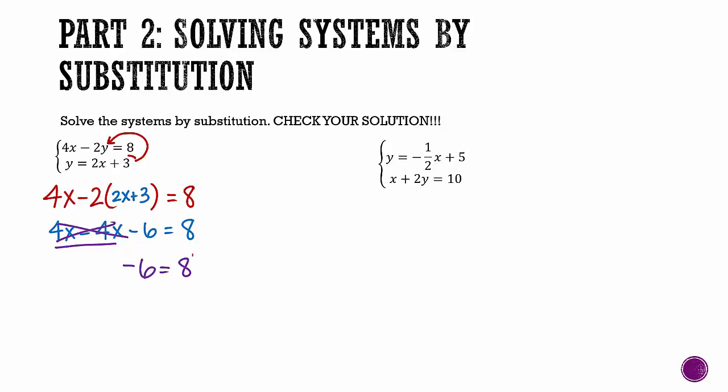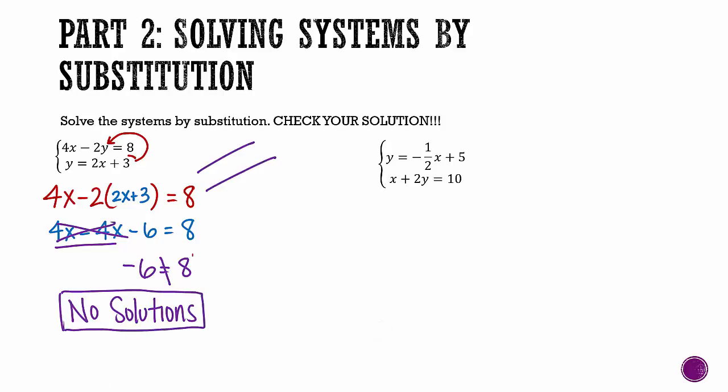You no longer have x's, which means you need to ask yourself, is this a true statement or a false statement? And in this case, it's totally false. -6 will never equal 8. So once you get something like this, you need to write that there are no solutions. And you should know in your head that that means that these lines would be parallel. If I were to graph them, they would never cross because they have the same slope.